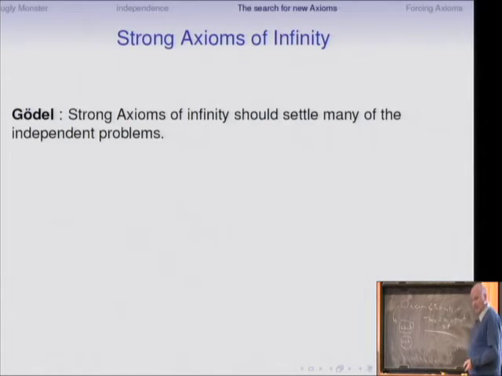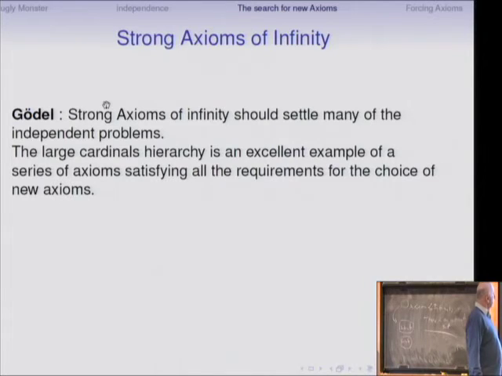Okay, so large cardinals are a key. The interesting thing, by the way, is that they form a hierarchy: you try different kinds and they all turn out to be comparable. It's an excellent family of axioms that satisfies, I wouldn't say all, maybe I exaggerated here, but many of the requirements for the choice of new axioms.